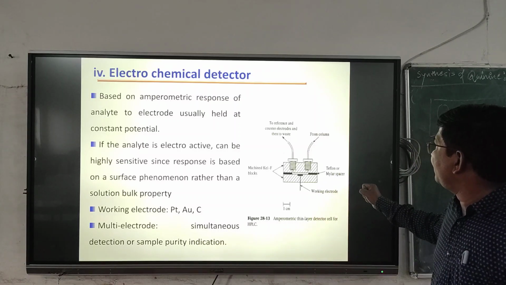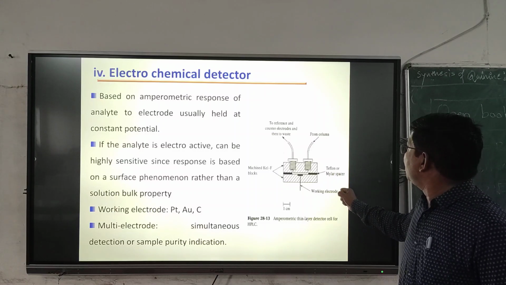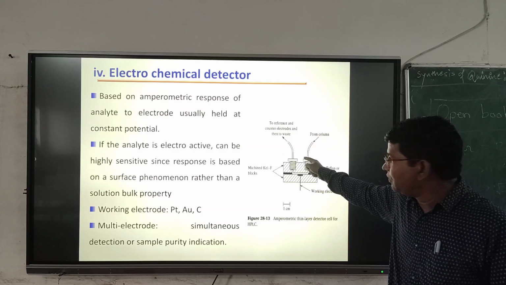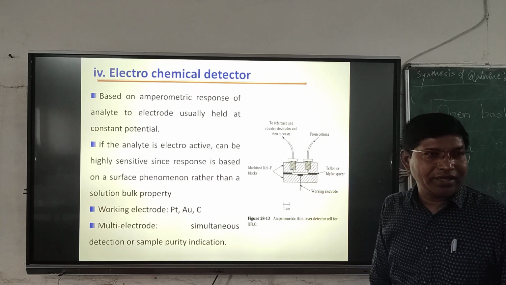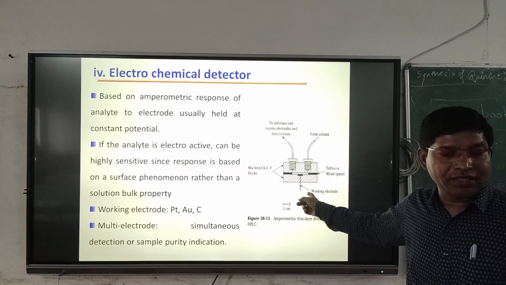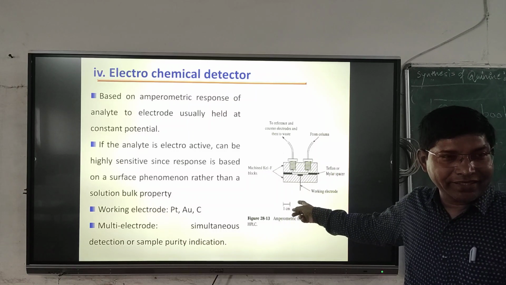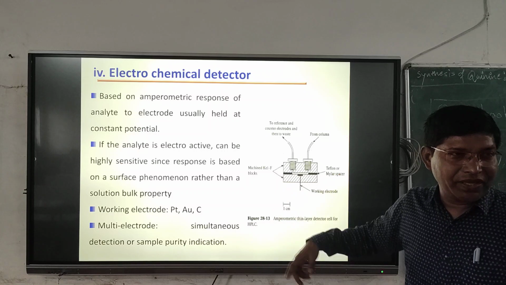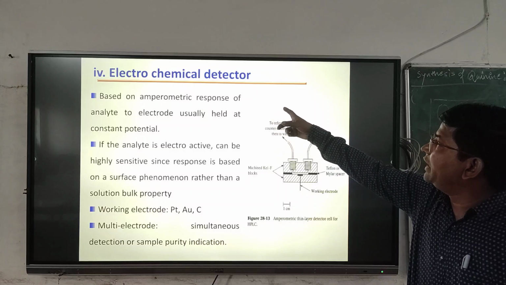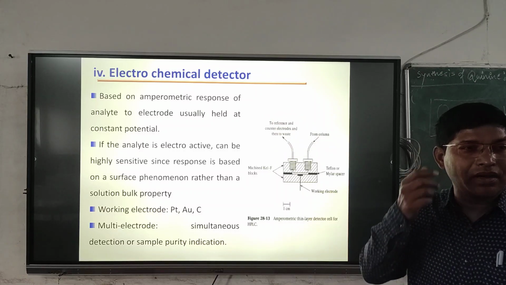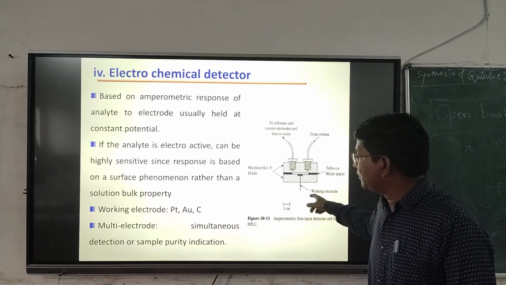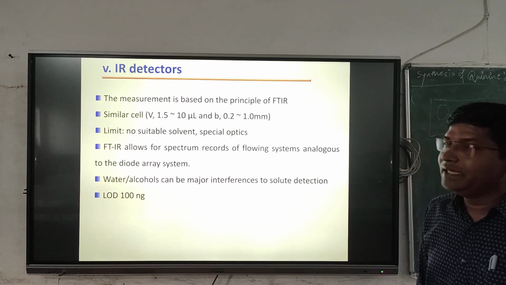So here we can see, suppose your compounds are coming from the column one by one, and we have a working electrode. As we know, on the working electrode your compound will get oxidized or reduced, and based on that we will get a signal. So in this way the electrochemical detector is used for detection of compounds in HPLC, and we can use a working electrode of platinum, gold, or carbon. Then the IR detector.